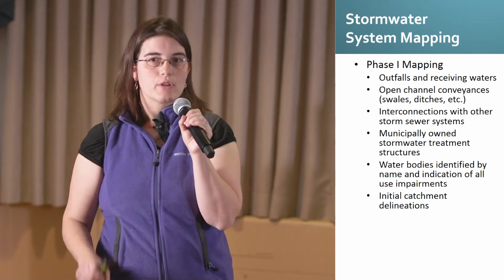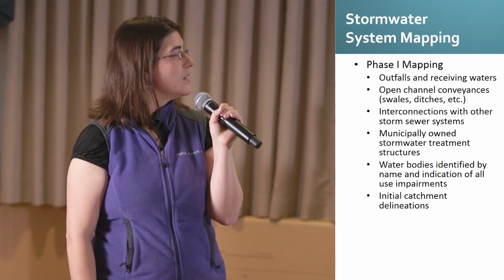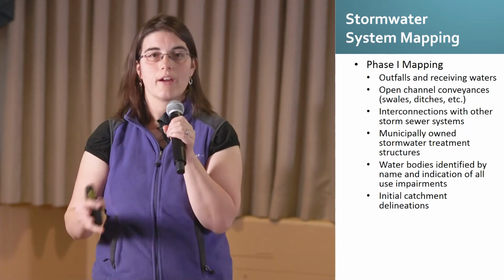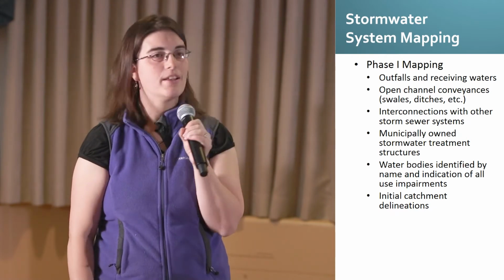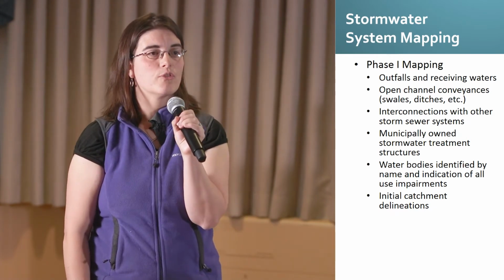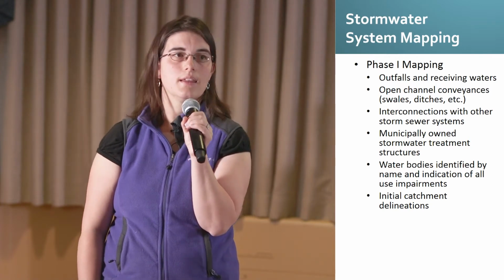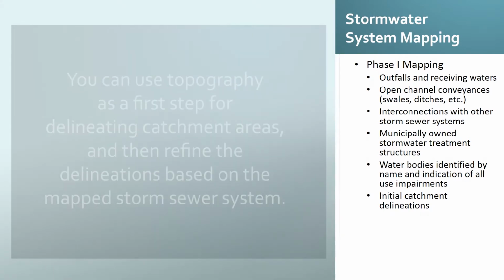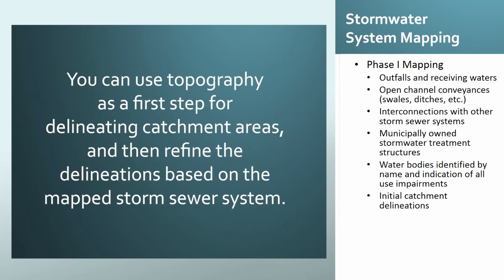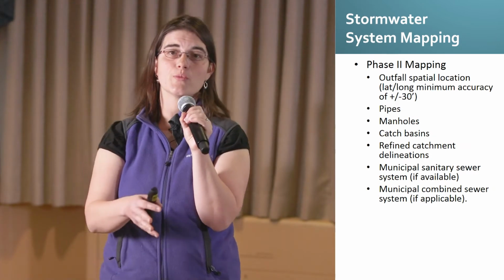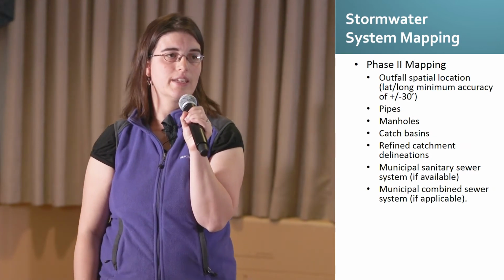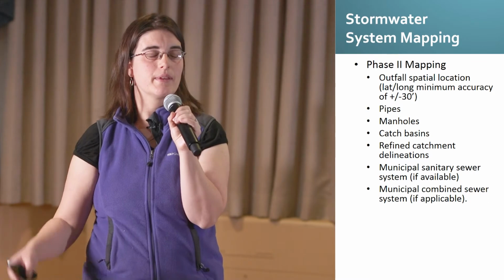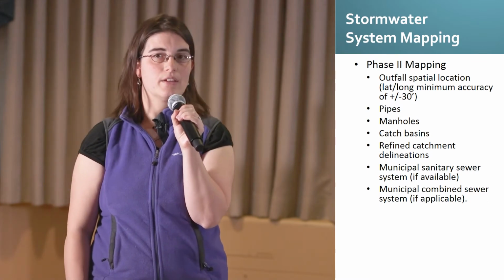And all your stormwater structures and treatment structures, water bodies, both their name and their impairment, and then your initial catchment delineations. So for each outfall, you'll have to delineate the area that is draining to it. You can use topography as a first step for delineating catchment areas, and then refine the delineations based on the mapped storm sewer system. So phase 1 has to be implemented within 2 years of the effective date of the permit. And then this additional mapping, the phase 2 mapping, you have 10 years from the effective date.